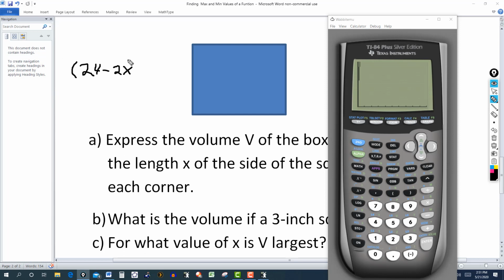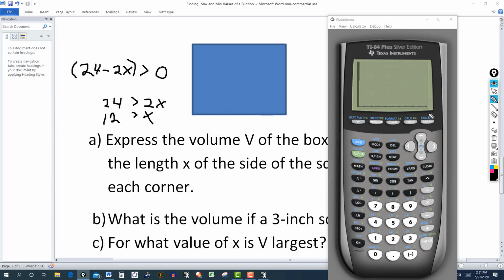Okay, since we're dealing with length, again, we want this to be greater than 0. So that would mean that 24 would have to be greater than 2x if you try to solve this inequality. Dividing by 2, we get x is less than 12. Okay, so again, we're dealing with length here, so that tells me that x has to be positive, and it has to be less than 12.